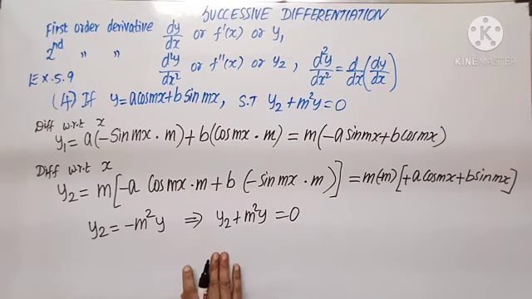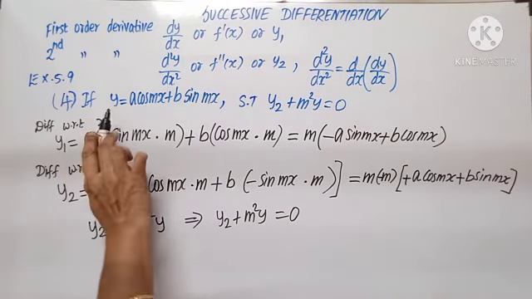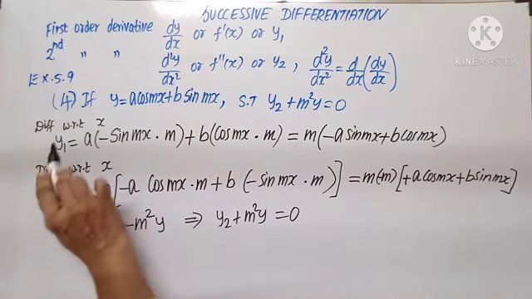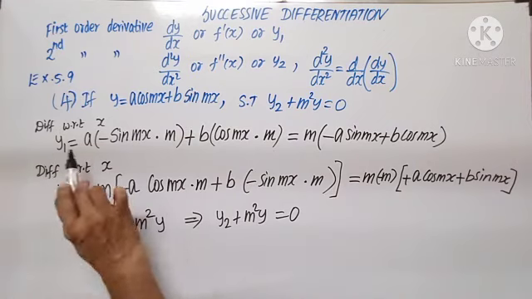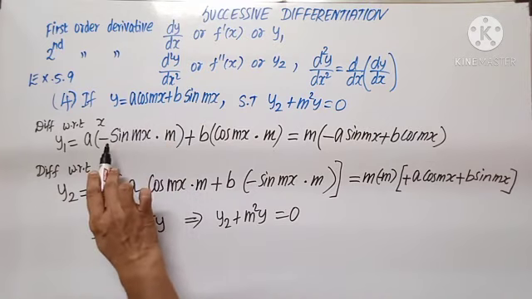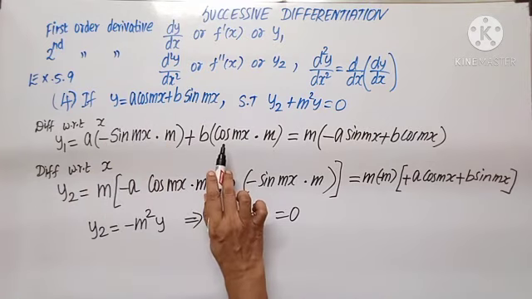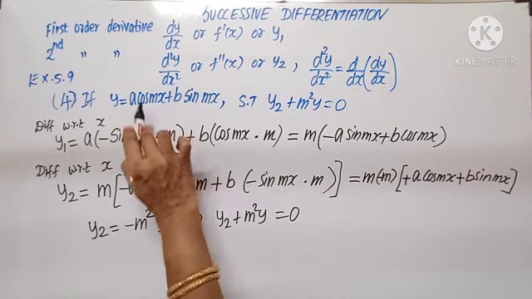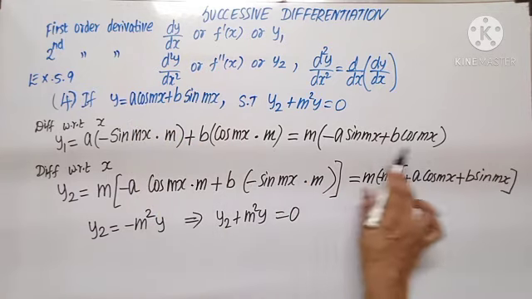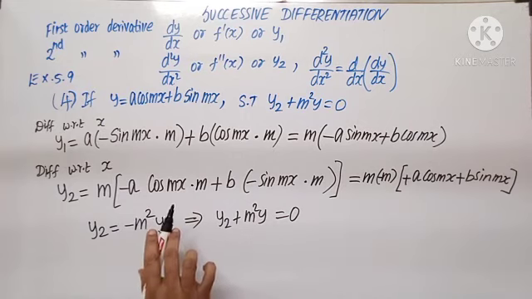We'll quickly run through the problem. Given y equals a cos mx plus b sin mx. y becomes y1. A as it is. Remember the formula, cos becomes minus sine, sine becomes cos. Whenever mx is coming, put into m. Taking m out, the rest is left out. Once again I differentiate.